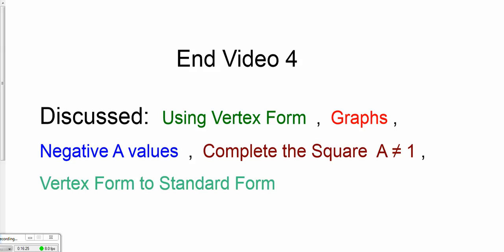Either way will work. So that'll cover it for our last video then. We went over using the vertex form. We talked a little bit about graphs. We know how to use negative a values. We tried completing the square when a wasn't equal to 1. And we went from vertex form into standard form.